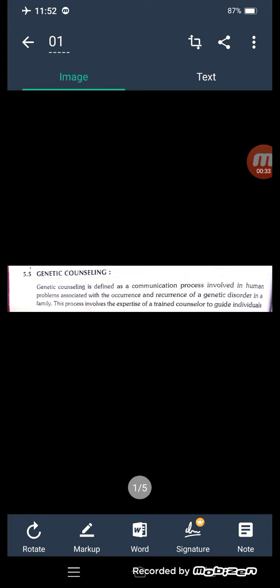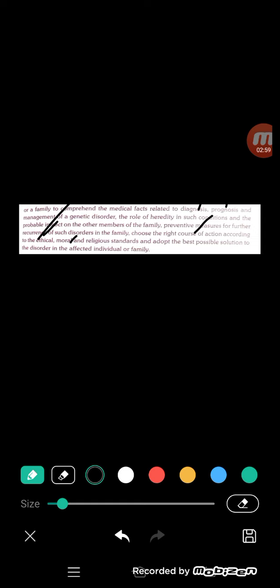First, identify the genetic disorder and discuss with the doctor. After that come diagnosis and prognosis, management of the genetic disorder and the role of heredity in such conditions. Next, ensure this disorder has no chance of being passed to the next generation in the family. So choose the right course of action according to ethical, moral and religious values, and adopt the best possible solution to the disorder in the affected individual's family.